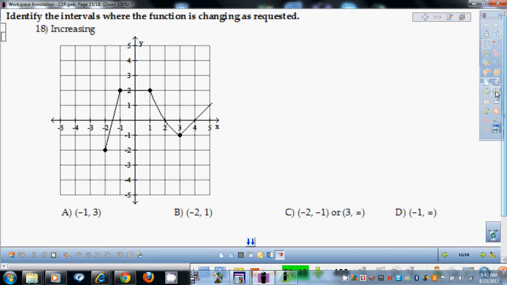Number 18. Identify the interval for which this function is increasing. Well, Josh stepping up. Okay, what did you say it was? C. Let's see. Well, it is going uphill from -2 to -1. Remember, you look at the x values. And it's also going uphill from 3 to infinity. So by golly, I think it is C.